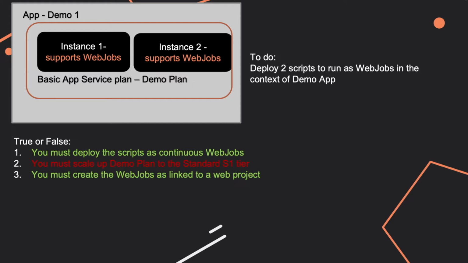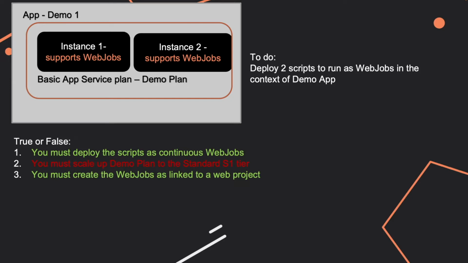For the second question, there is no need to scale up Demo Plan to the Standard S1 tier, because web jobs are supported on the basic pricing tier. And for the third question, in this case, you must create the web jobs as linked to a web project, because this is necessary when you want a web job to run in the context of a web app, which is the case here. You can also create a web job as an independent web job and have the web job run as a web app by itself.